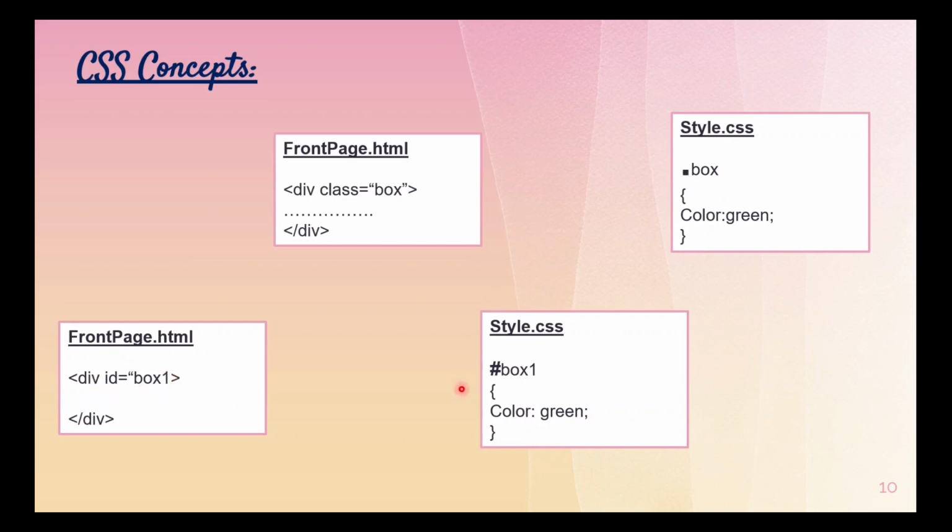So if I want to style it, I'm going to use the hash symbol over here. Here you can see I'm using the hash symbol to access this ID. I'm going to use the hash symbol, that is the hash box 1, and then whatever styling I want to perform, I'll perform between these blocks. But the thing that I want you to understand over here is that for class we are using the dot, and for ID we are using the hash. Okay, so this is the CSS concept you need to know for the CSS selector.